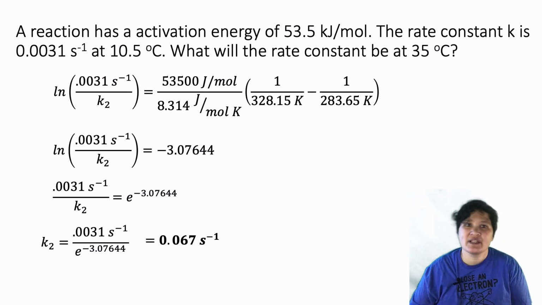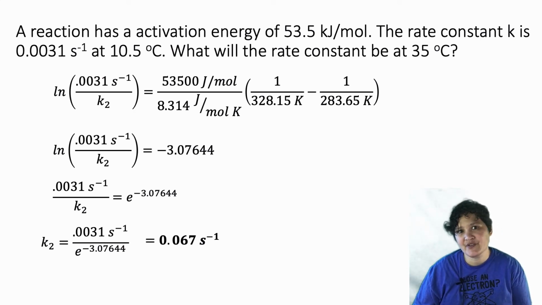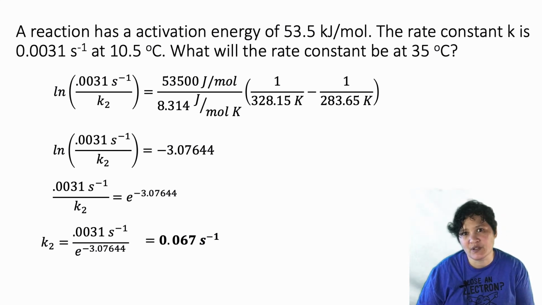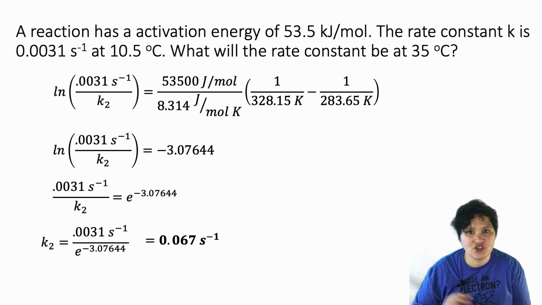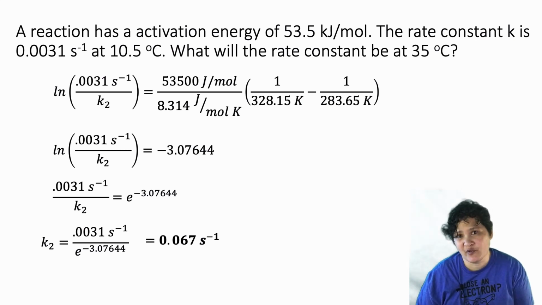Now, you always want to ask yourself if your answer makes sense. Remember, T2, 35 Celsius, is higher than T1, 10.5 Celsius. And we know that the rate of a reaction will increase as the temperature increases. So our answer for K2 should be larger than our K1 value, and it is, by a factor of about 20.